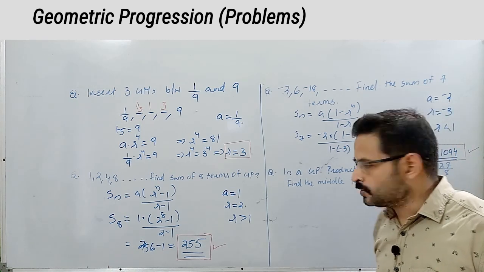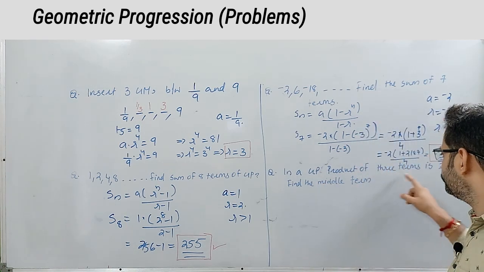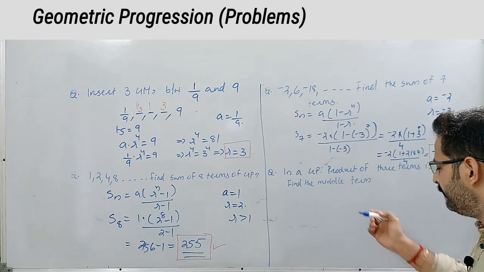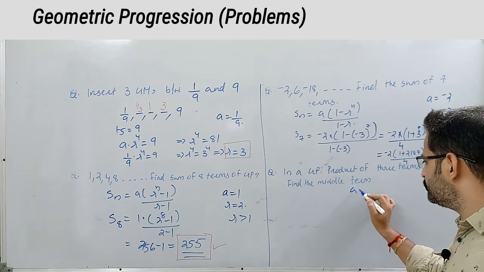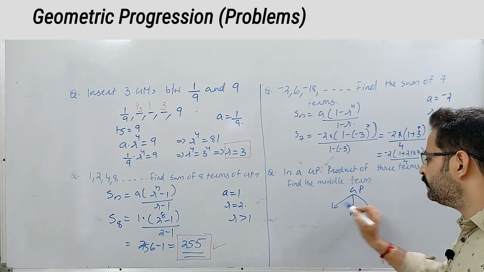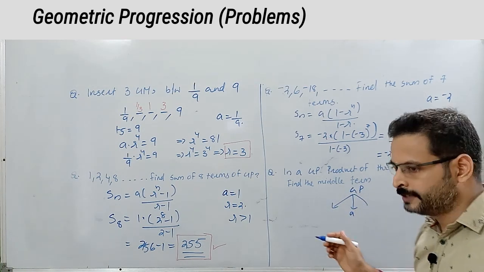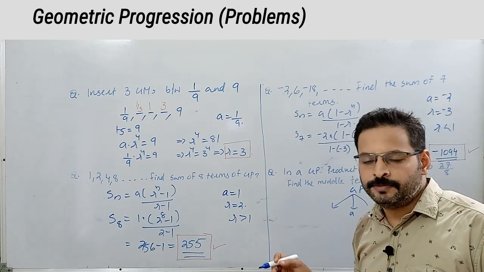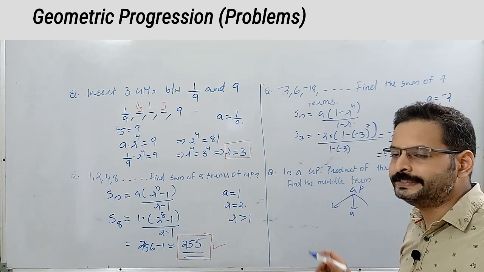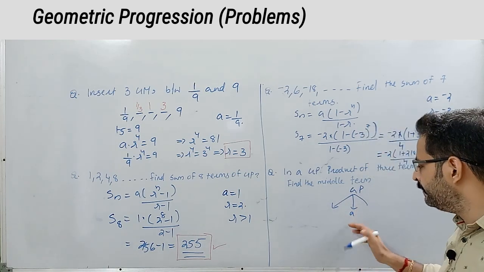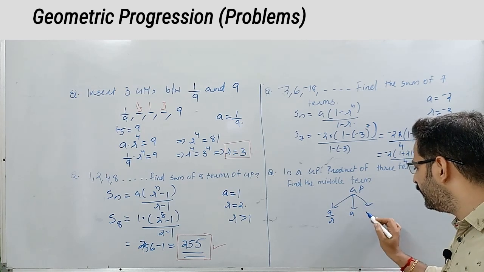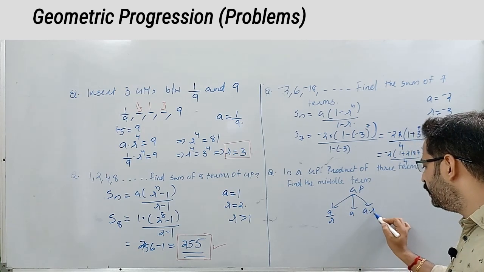Now consider the next question. In a GP, the product of 3 terms is 27 by 8. Find the middle term. Okay. So that means the GP consists of 3 terms. Let the middle term be A. From the definition of GP, we know that every term in a GP is obtained by multiplying a constant R to the preceding term. Let the middle term be A. Then obviously the first term will be A by R. Third term will be A into R.